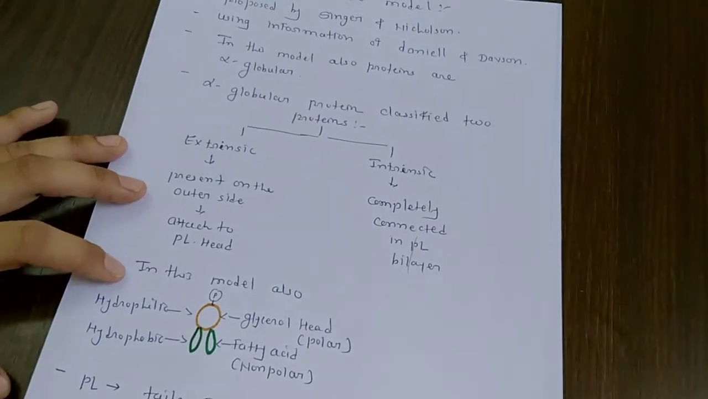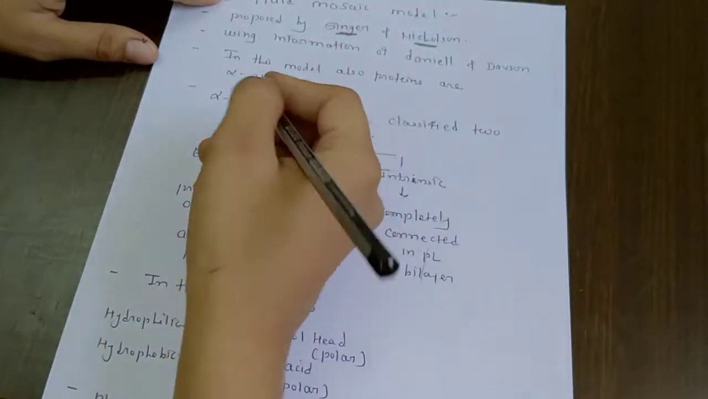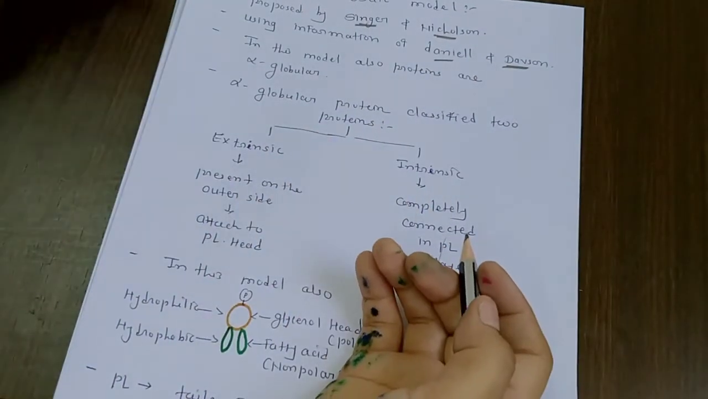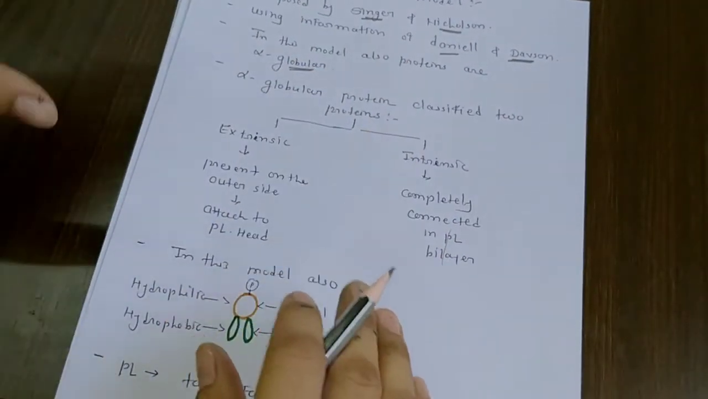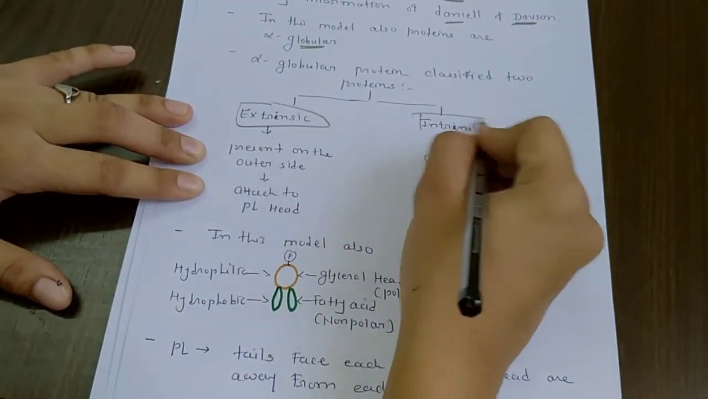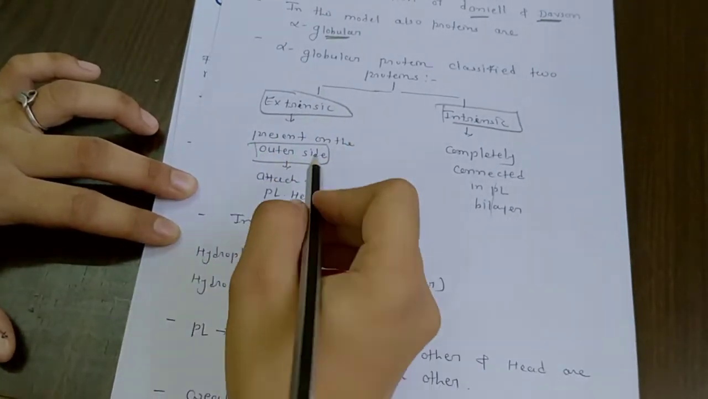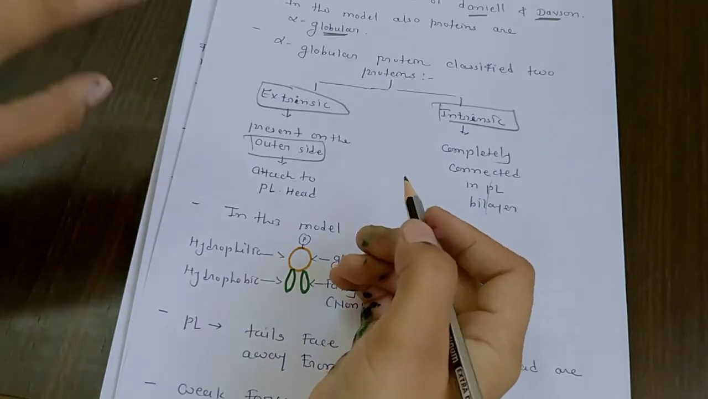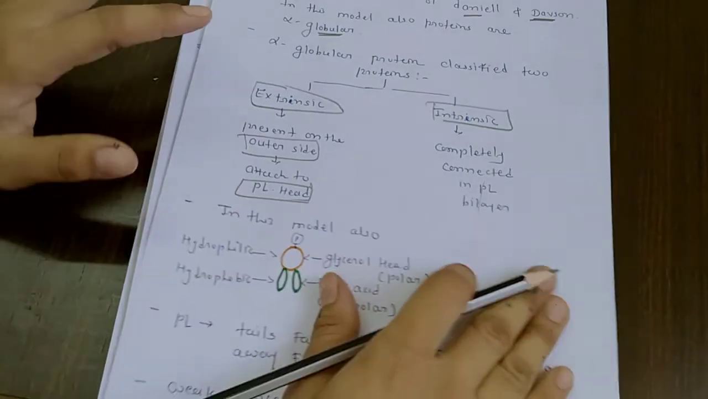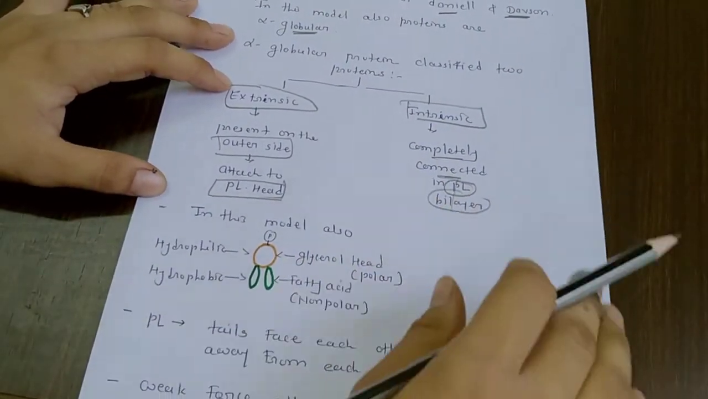And the second model was the fluid mosaic model, proposed by Singer and Nicolson using the information of Danielli and Davson. In this model also proteins are alpha globular, but the alpha globular proteins are classified into two types, extrinsic and intrinsic, right? Extrinsic proteins are present on the outer side of the plasma membrane, attached to the phospholipid head, right? And intrinsic proteins are completely embedded in the phospholipid bilayer, right?